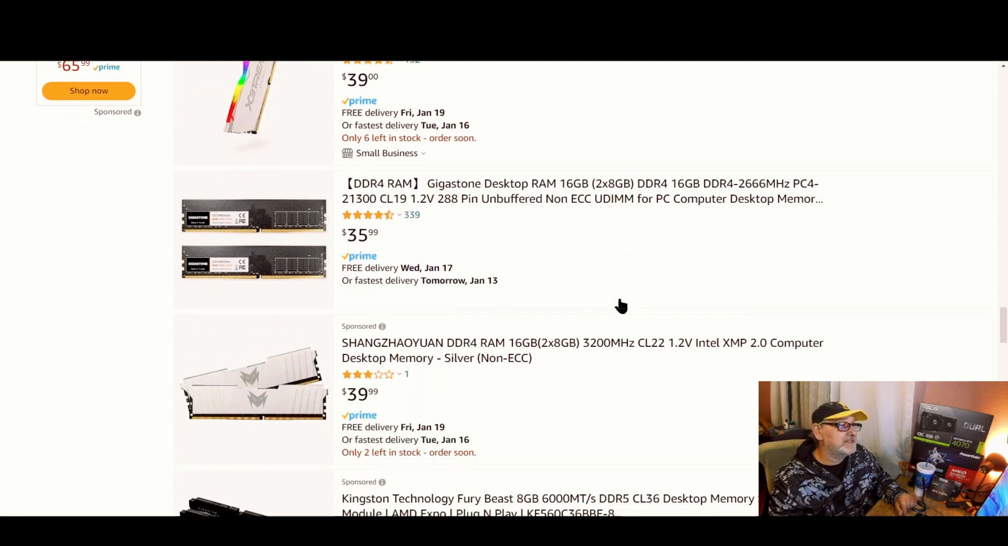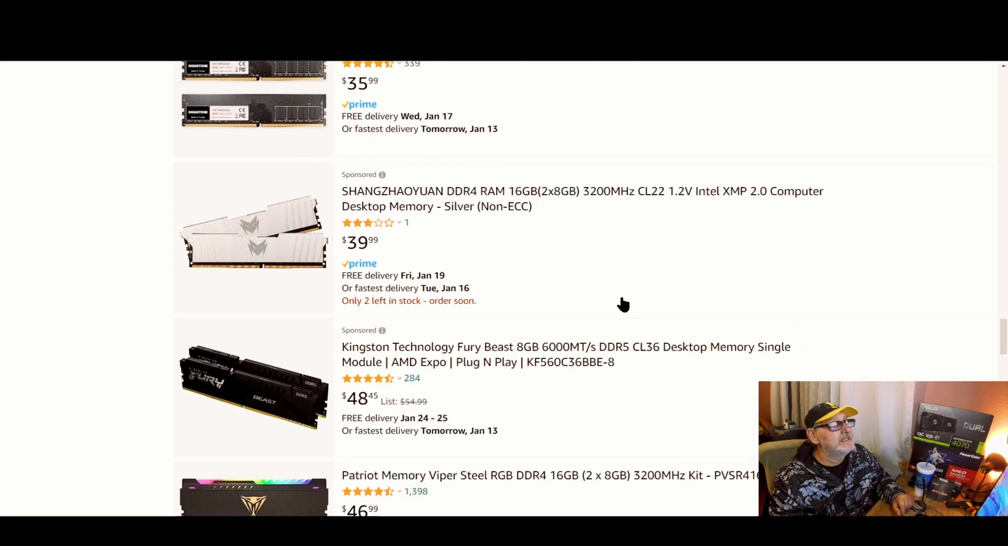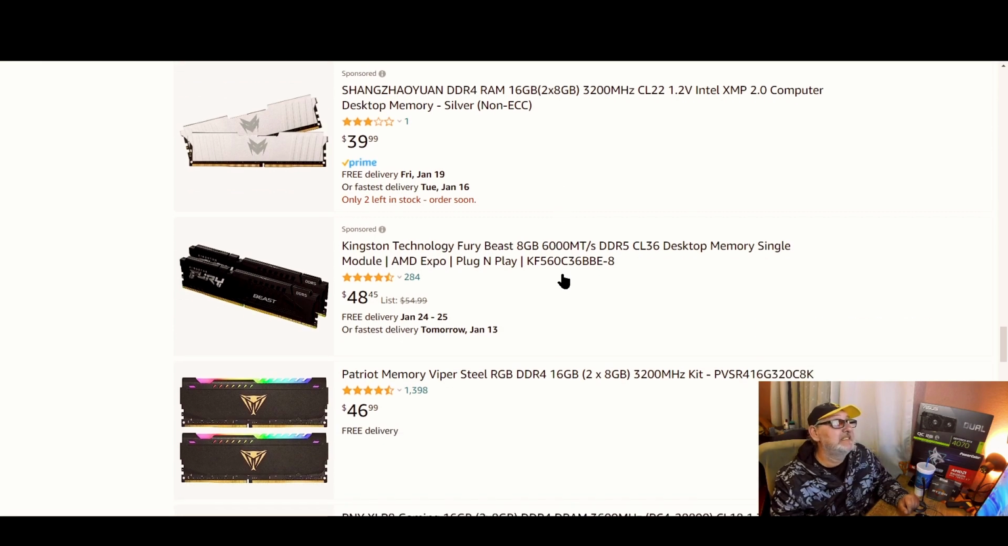3200 megahertz CL16. I got 64 gigs, four sticks. So I'd more recommend to you to do two sticks. If you're going to do 64 gigs, do two sticks. This way you have upgradeability. You can slap in another 64 and you get 128 if your motherboard can handle it. That's going to be the thing. If your motherboard can handle it, then that's not a problem.